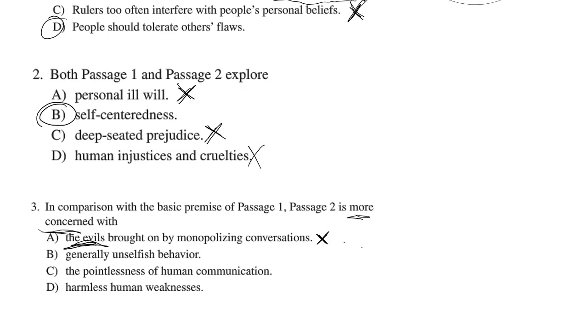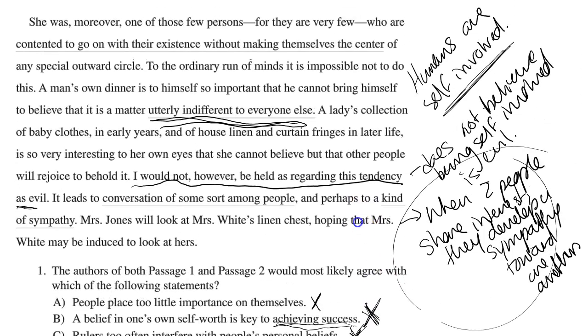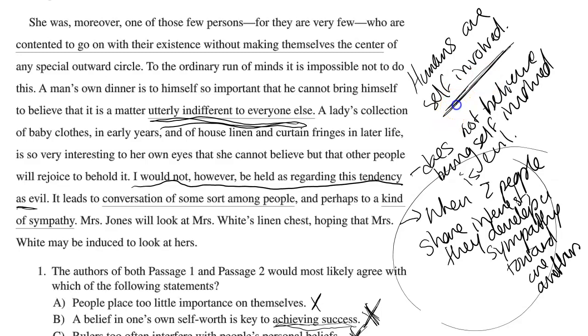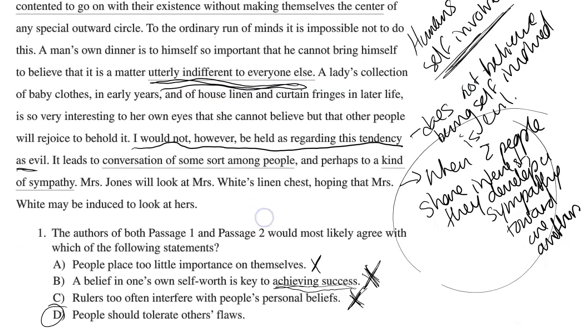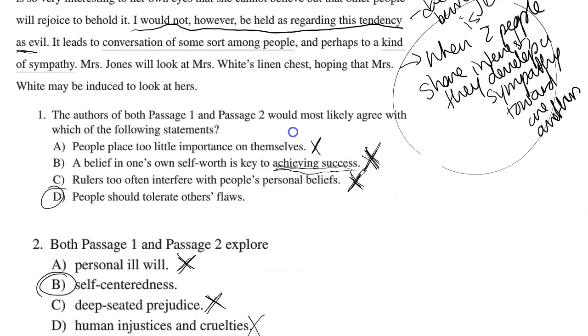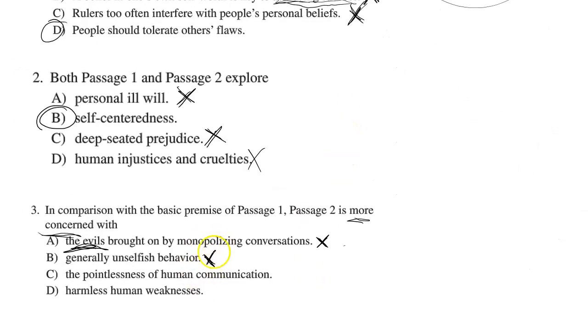B, generally unselfish behavior. No, he's not talking about unselfish behavior, and we know that because he's kind of highlighting how our behavior is selfish. And we see that with, yeah, people are making themselves the center of attention. We cannot believe that other people wouldn't find our interests to be of the utmost importance. The Mrs. Jones and Mrs. White will bond over the fact that they both deeply want to be heard. And so that is wrong. We're not thinking about unselfish behavior.